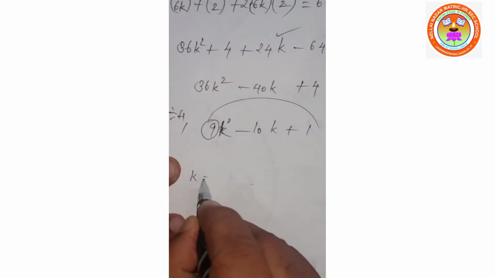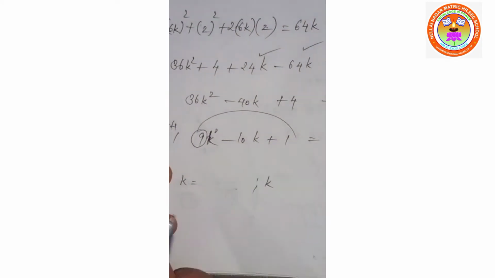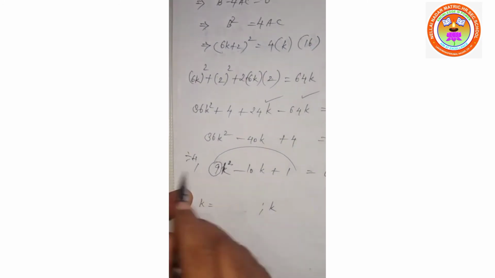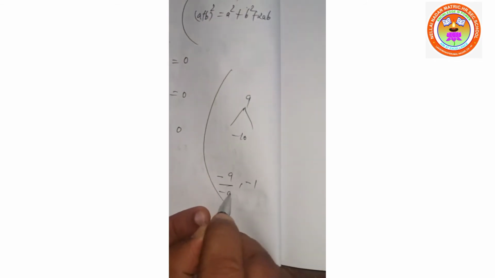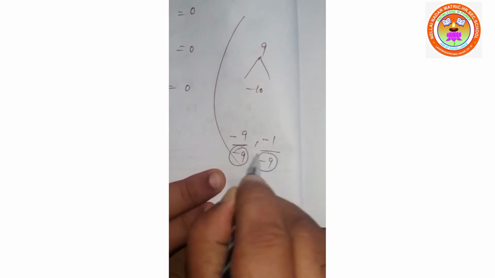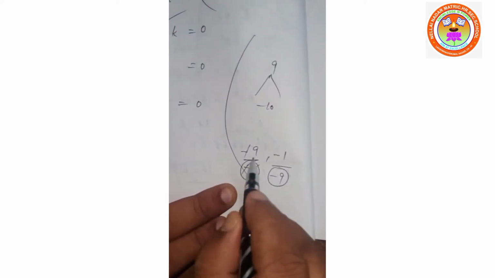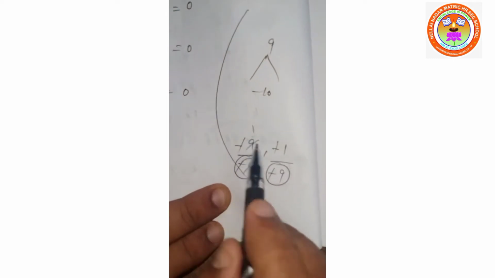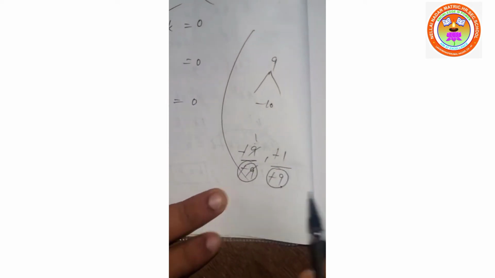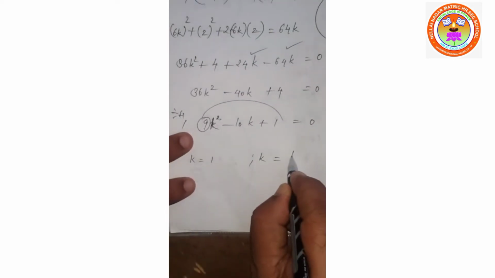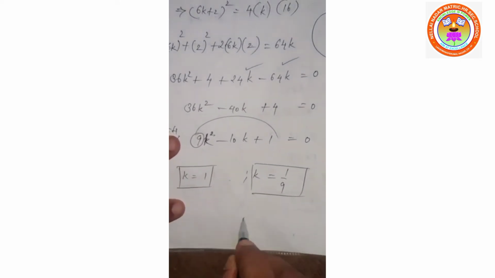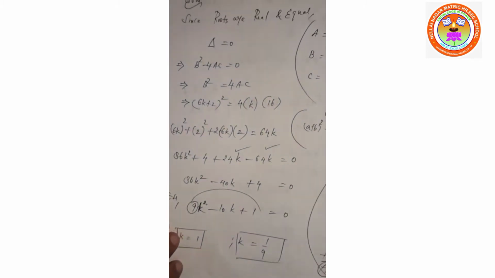To find the values of k directly, since it is an equation, the coefficient of k squared is 9. Change the sign. 9 becomes minus 9. Write in denominator. Minus minus get cancelled. Here minus minus only get cancelled. So 1 and 1 by 9. So k equals 1 and k equals 1 by 9. Here also we have double values for k. So question number 2, both the subdivisions are over. I will be teaching problem number 3 in the next video.